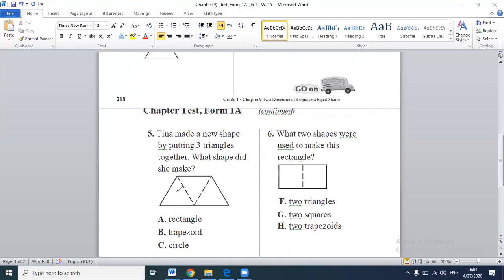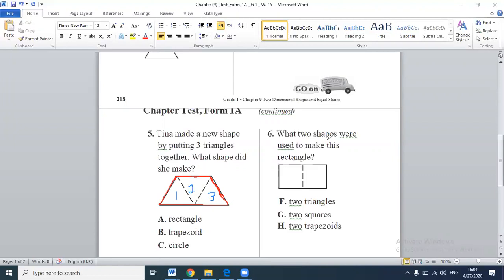I have three triangles: number one, number two, and number three. Put them together to form one shape. As we see here, the shape will be like this. See the shaded one. The shape has four sides. What is the name of the shape now? Trapezoid. Yes, excellent, Hussein. So the answer is letter A.